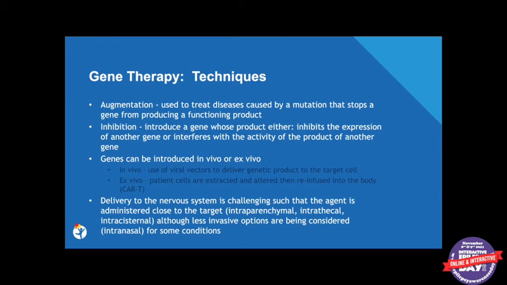Unfortunately, delivery to the nervous system is quite challenging because of something called the blood-brain barrier, and the therapy has to be delivered close to the target so that it doesn't get degraded by the body. And so that means things like injection into the substance of the brain, into the spinal canal through a lumbar puncture, into the ventricular system through a shunt or an indwelling device. Although people are actually trying to work on some less invasive options. So again, through the nose, which leads right to the brain through the sinuses. And they're looking at that for some conditions. Next slide.